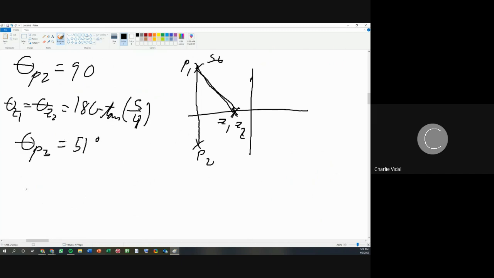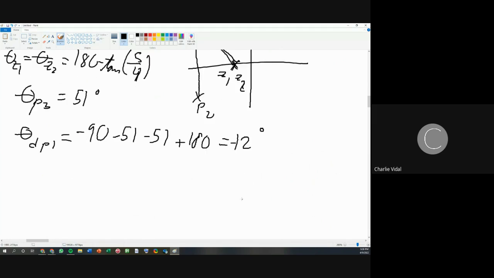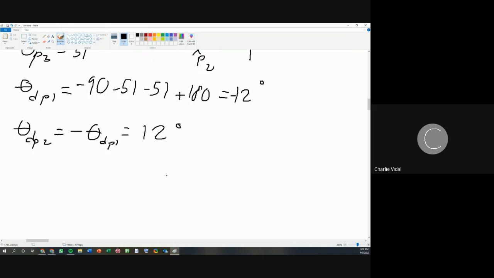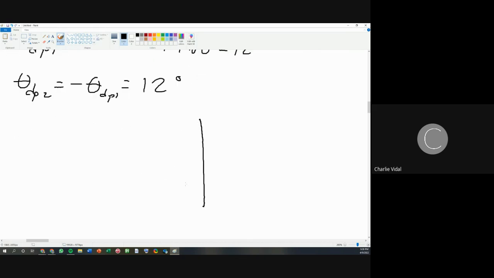Okay. Then you find theta dP1, which is -90 minus 51 plus 180. That gives you a value of -12 degrees. Theta dP2 is just theta dP1 negative. This is positive 12 degrees. Okay, so from that, you now know this.